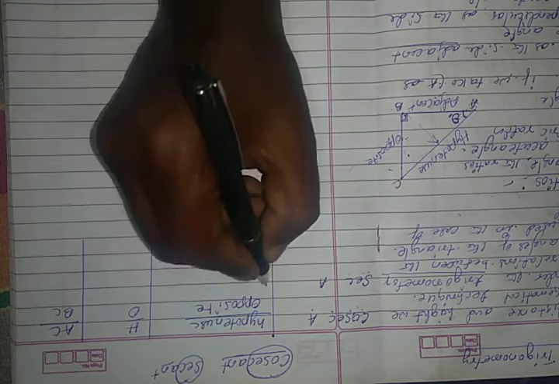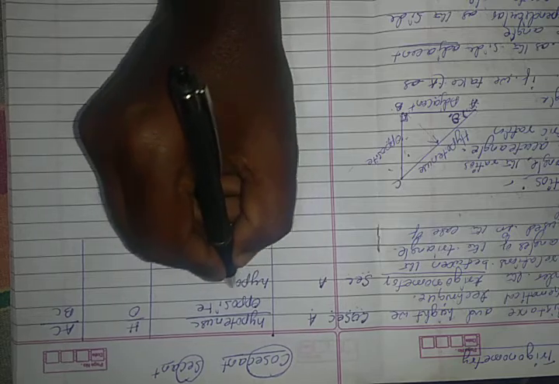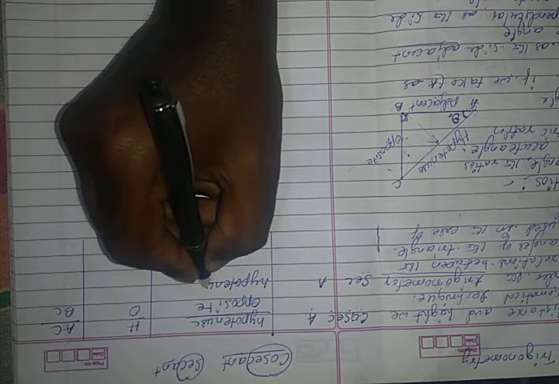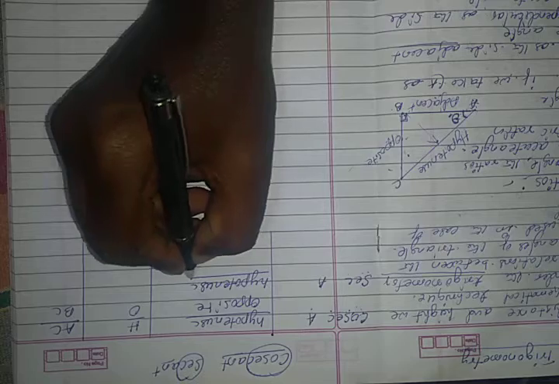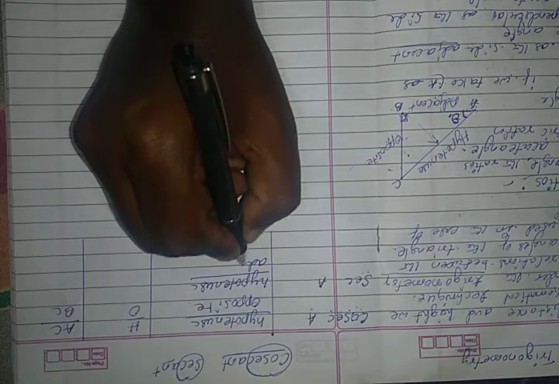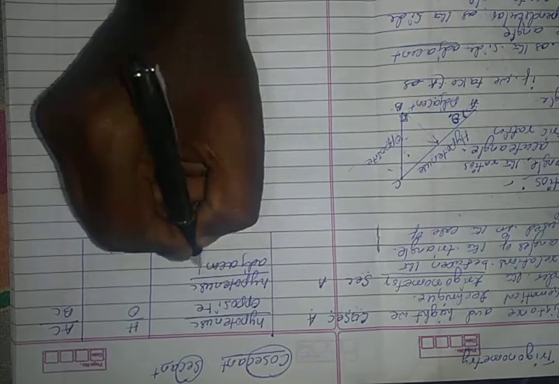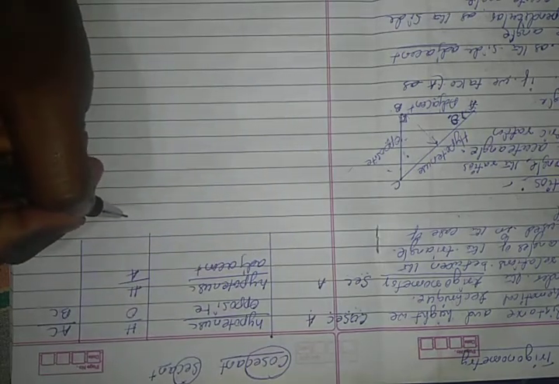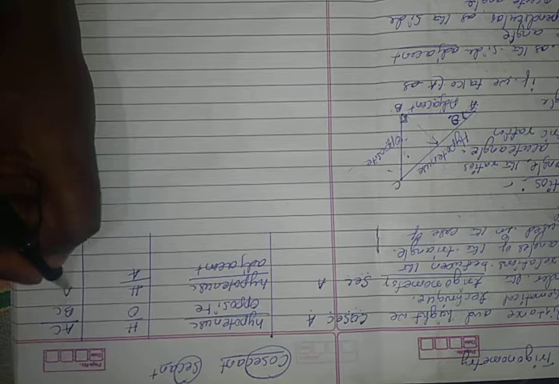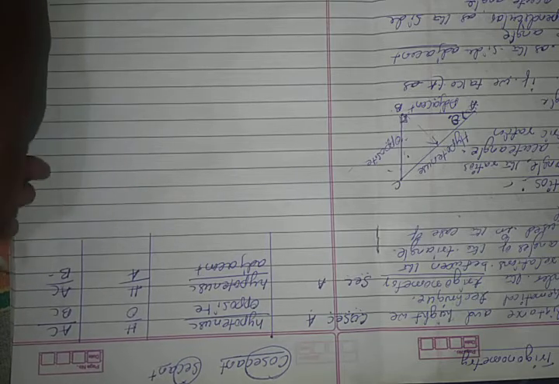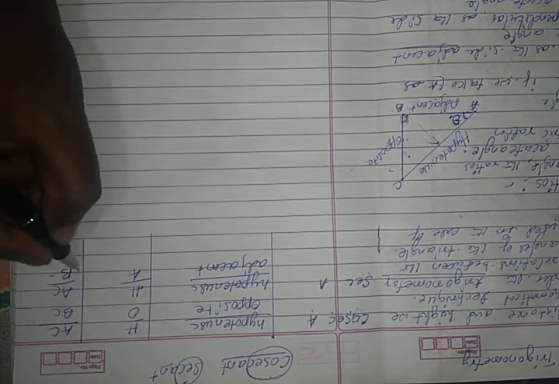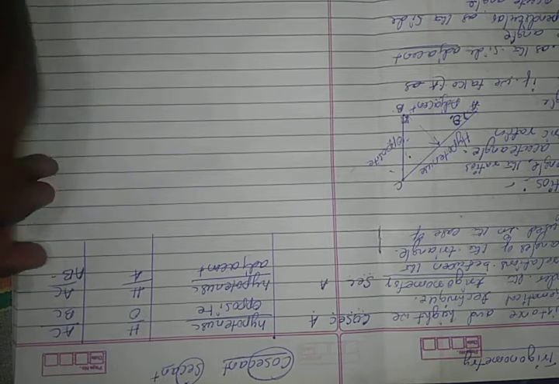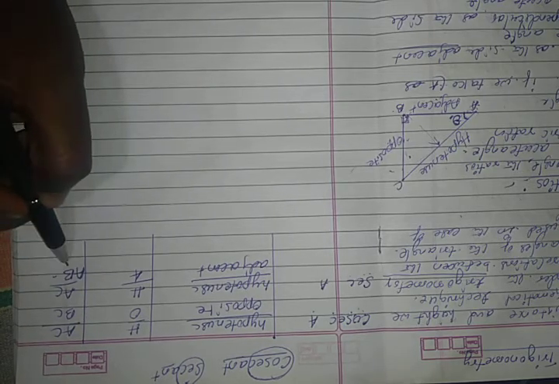Here it is hypotenuse divided by adjacent, so H divided by A. What is H divided by A? It is AC divided by AB. So AC divided by AB is the value of the secant of A.